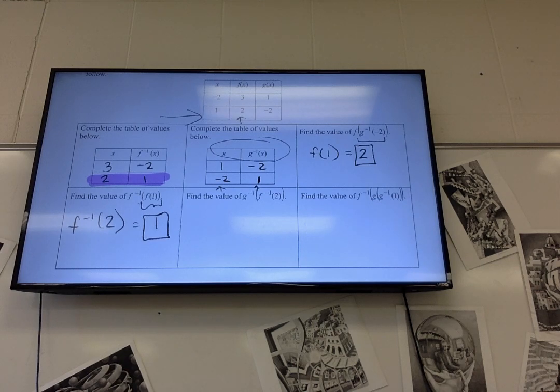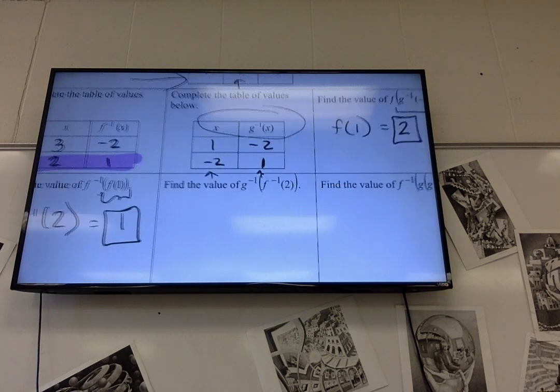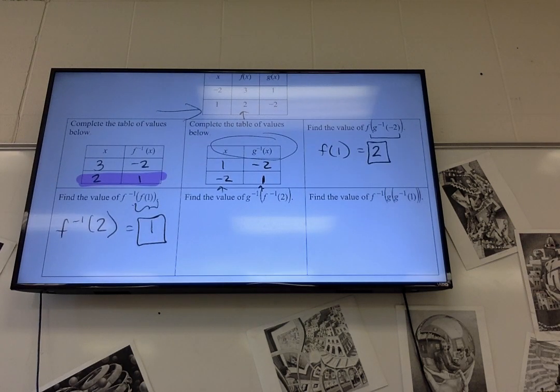Alright, here we go. So, F inverse of 2. I look over here. F inverse of 2 is 1. So it's G inverse of 1. So I look at that, and that should be negative 2. Okay, good.